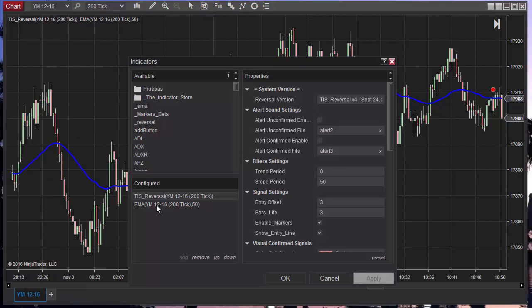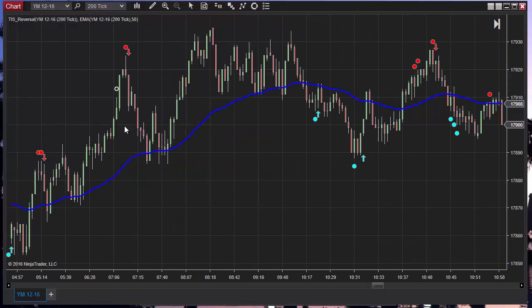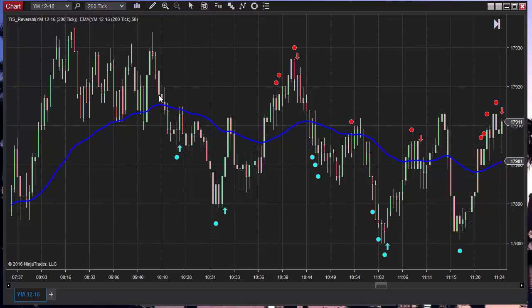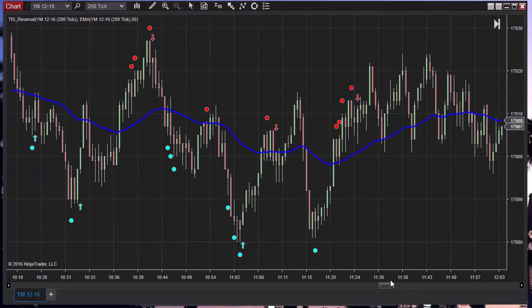If we remove the filter, now we get a lot of signals against the trend. On this short, the slope of the moving average is to the upside, and on this long, the slope of the moving average is to the downside. So this is against the trend.